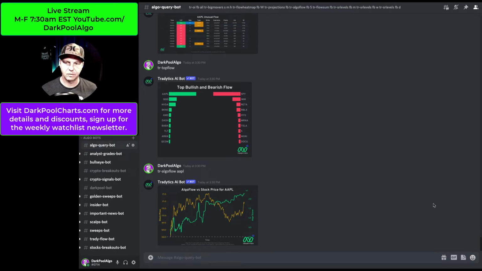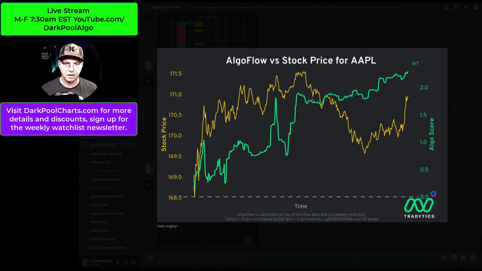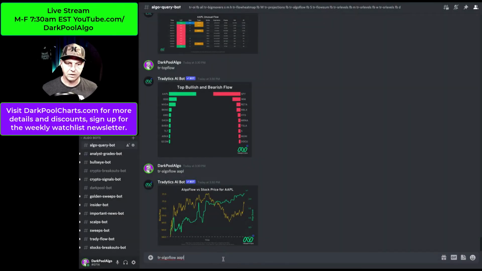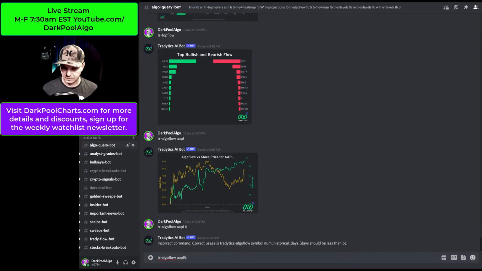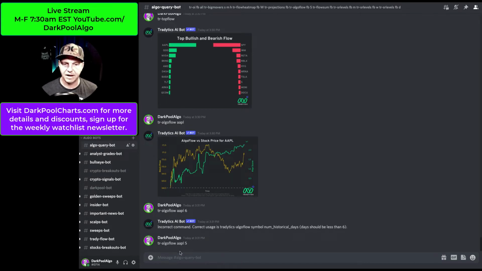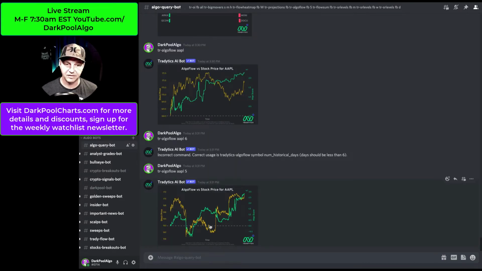Now, this is the one that you can get pretty specific with, right? You can say you want to look at it for just overall, right? This is the overall score. The algorithm is above price action. It's pulling price up towards that 171.50. You can look back, I believe, 6 days. I'm sorry, 5 days. It's got to be less than 6. So this is the top algorithm flow for Apple in the last 5 days.